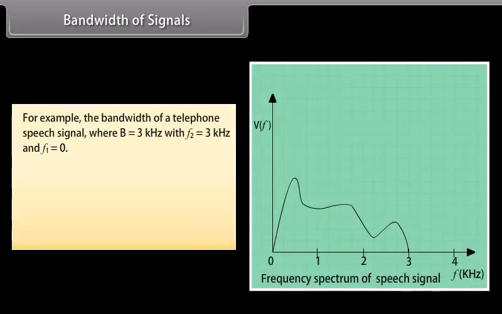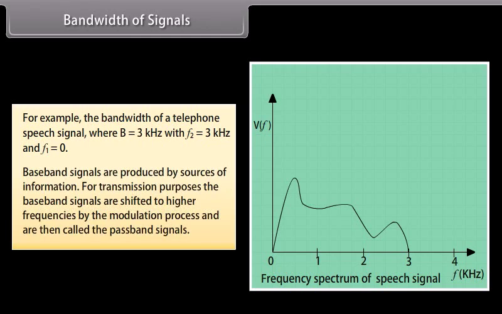For example, the bandwidth of a telephone speech signal, where B is equal to 3 kHz, with F2 is equal to 3 kHz and F1 is equal to 0. Baseband signals are produced by sources of information. For transmission purposes, the baseband signals are shifted to higher frequencies by the modulation process and are then called the passband signals.